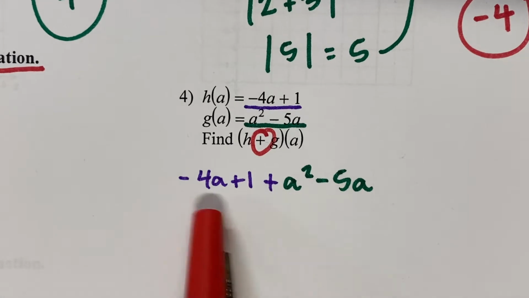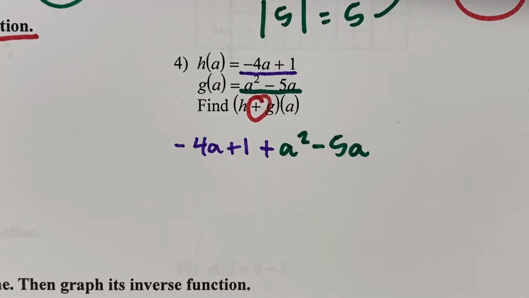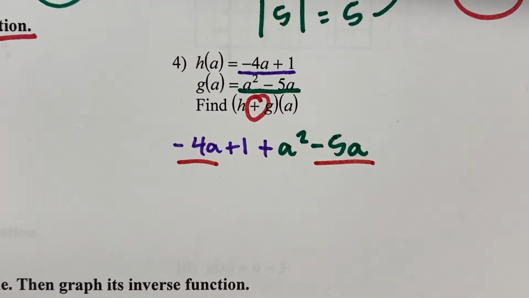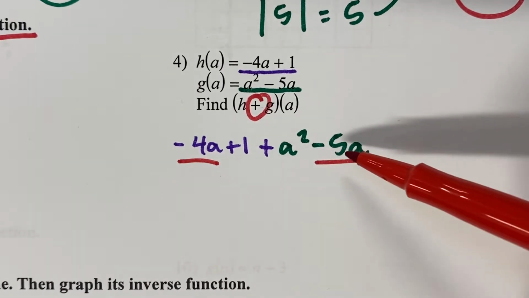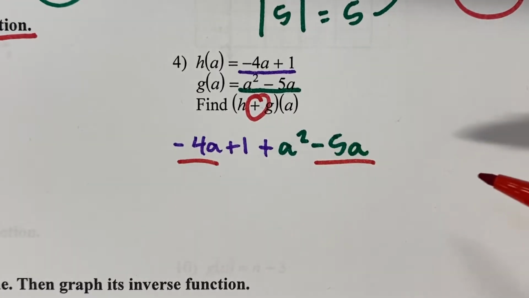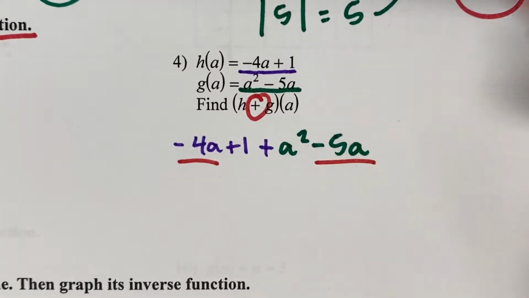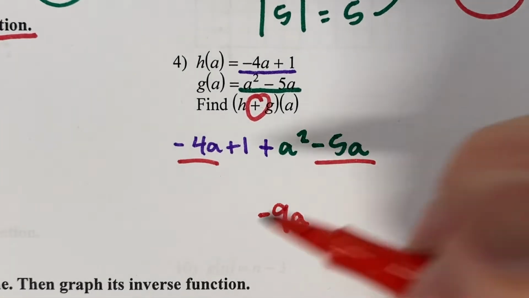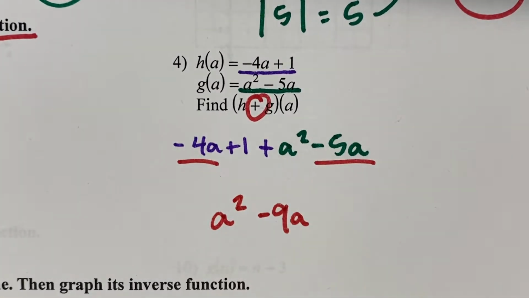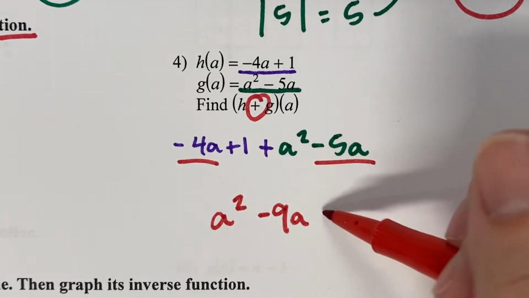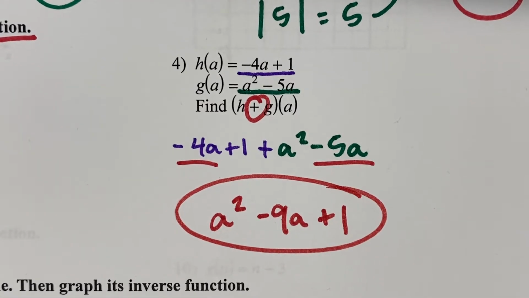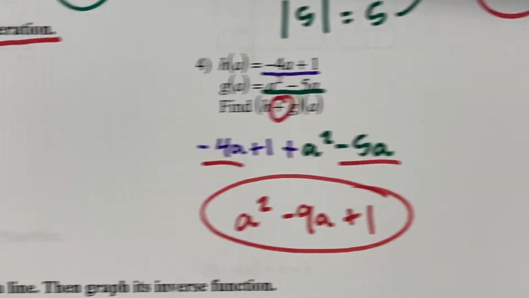All we need to do when adding these together is simplify by combining like terms. So I can combine a's with a's, -4a and -5a. Remember, I can't combine it with a squared because it has to have the same variable but also the same power. -4 and -5 is going to give me -9a. A squared can't combine with anything. I'm going to put it in front because of descending order, and the +1 on the end. So final answer, a squared minus 9a plus 1. And there we go.